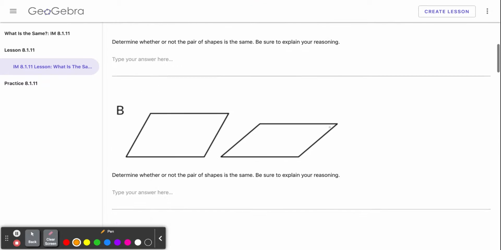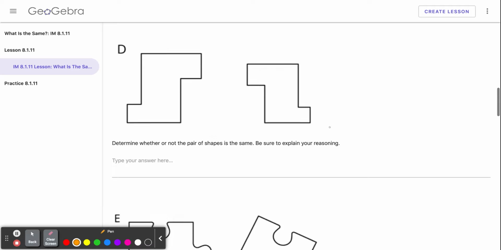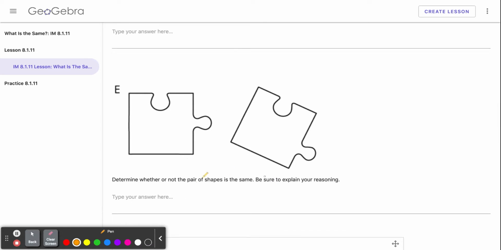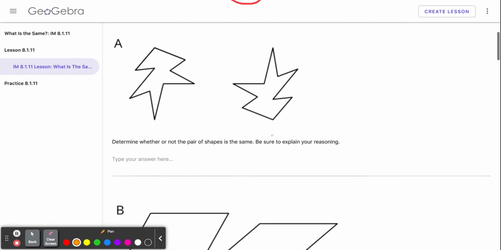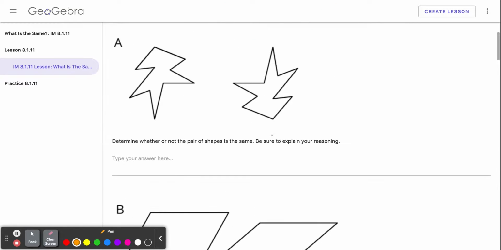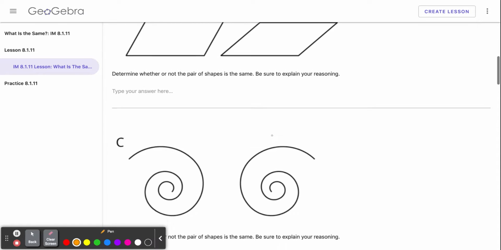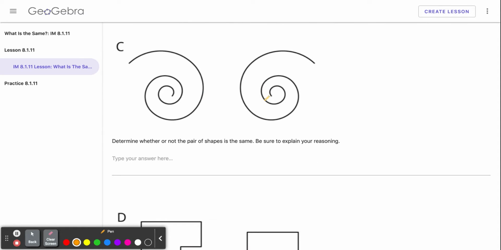So the next activity has A, B, C, D, and E, and it asks you to determine whether or not the pairs of shapes are the same for all 5 of the examples. I want you to go ahead and pause this video and answer questions A, B, C, and D, please. So the question that I really want to talk about is question C, and it's similar to the hands example.